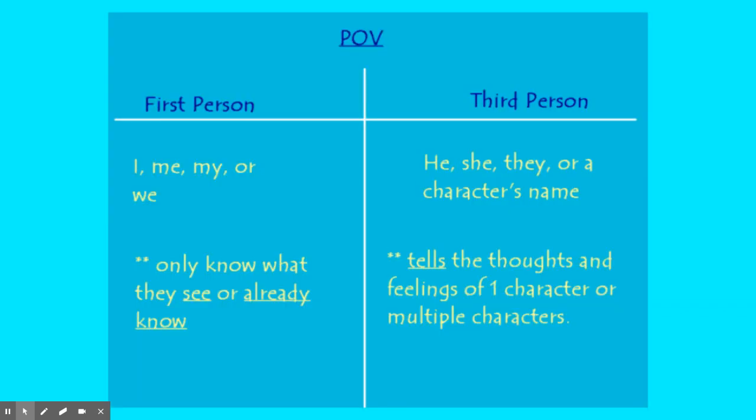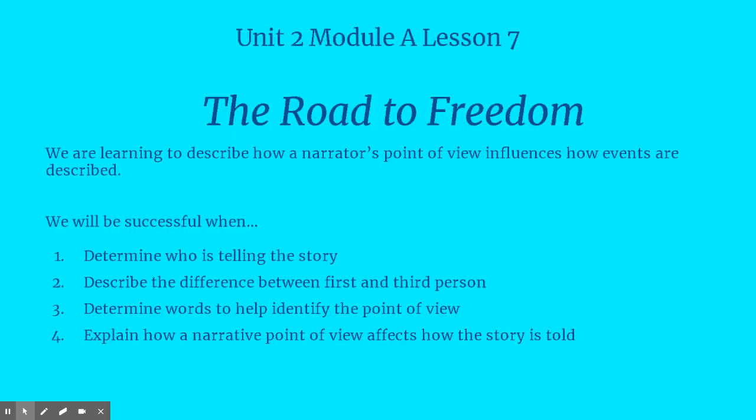So remember, first person uses words like I, me, my, or we, and we only know what that character sees or what they already know. If it's third person, we would see words like he, she, they, or the character's name. And that tells the thoughts and the feelings of one character, or sometimes it tells the thoughts and feelings of multiple characters. And we just identified some words that help you tell the point of view.